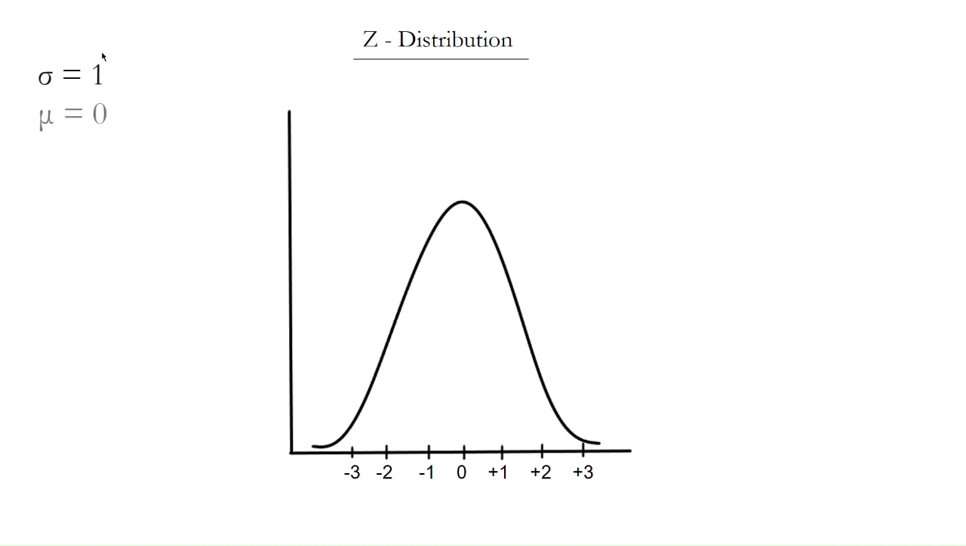If the standard deviation is not 1, or if the mean is not 0, then it's not a z distribution. It's just another normal distribution. But this right here is the z distribution.